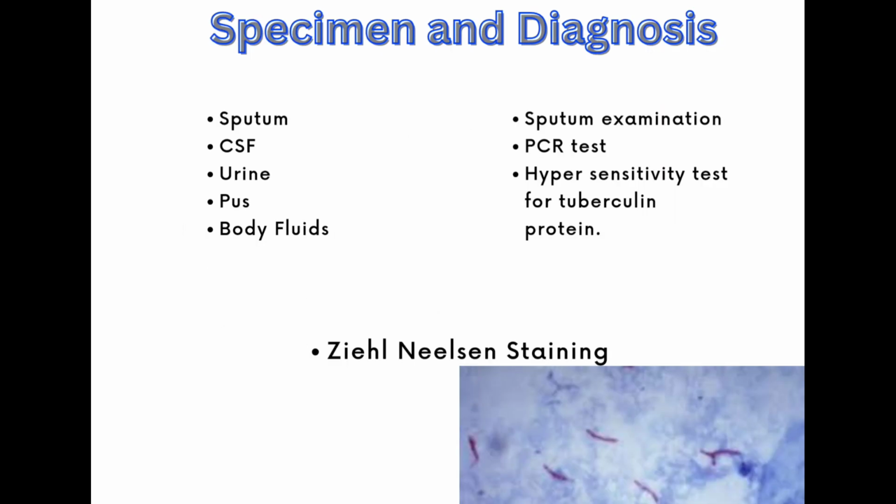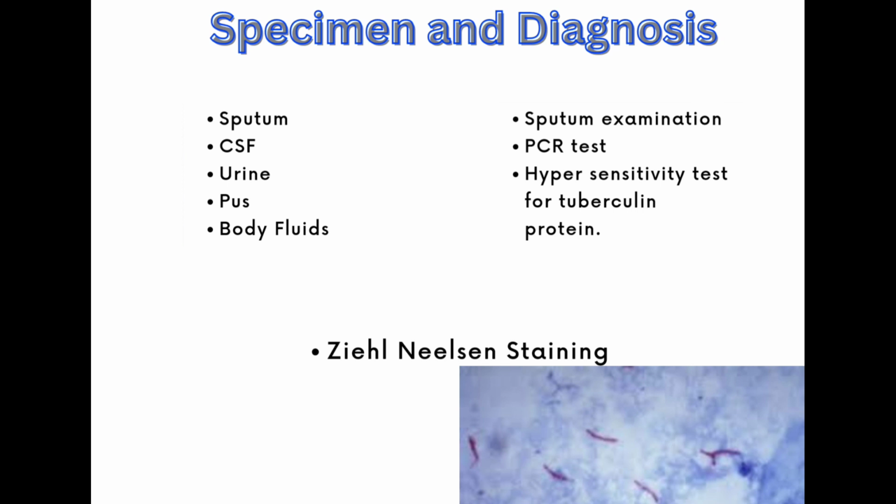Okay, and the specimens we have to take for the diagnosis are sputum, CSF, urine, pus, or body fluids. Sputum is common, and if there are any symptoms other than lung disease, like extrapulmonary tuberculosis, we have to take the specimen according to that area.